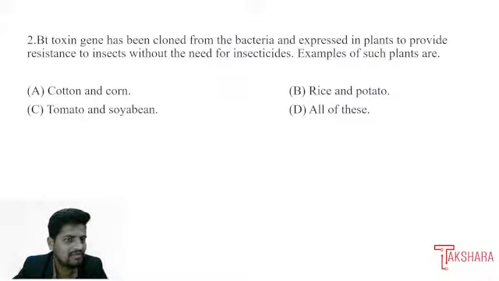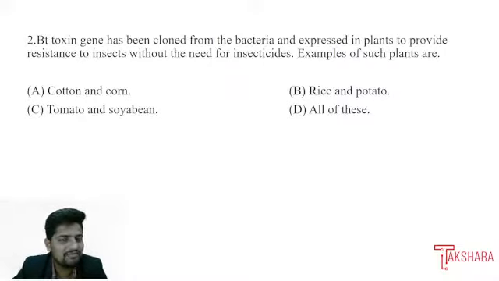So what is the Bt toxin here? It is a gene that has been cloned from the bacteria, and we have to express it in the plant. The Bt toxin gene expressed in the plant gives it resistance to insects or any kind of different worm, without usage of any kind of insecticides. And they are asking for an example of such plants.